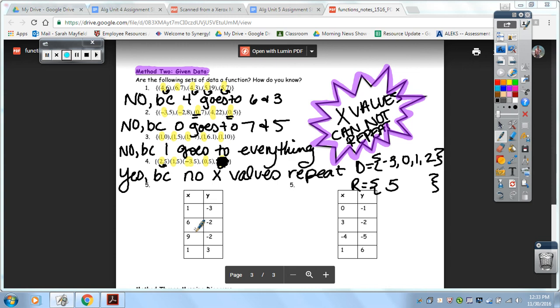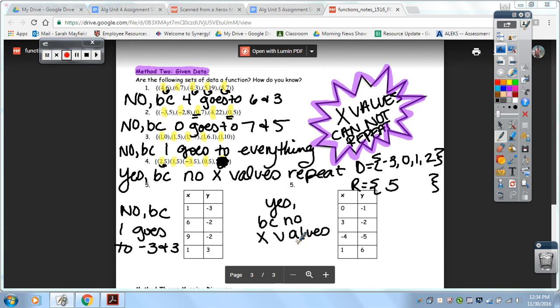So if I look at this first example, 5, it is not a function because 1 goes to -3 and 3. And if I look at this next one, yes, because no x values repeat. So my domain is -4, 0, 1, 3. And my range is -5, -2, -1, and 6.